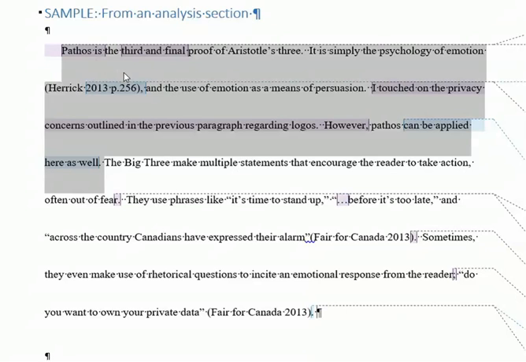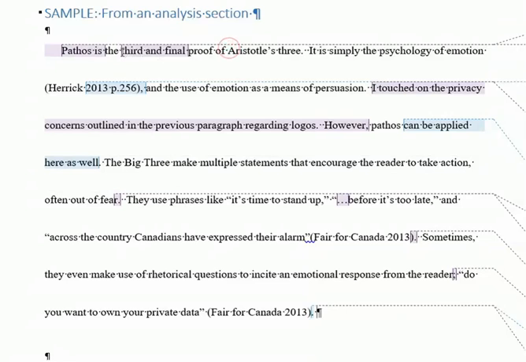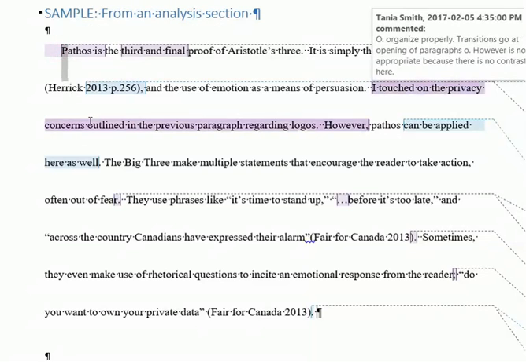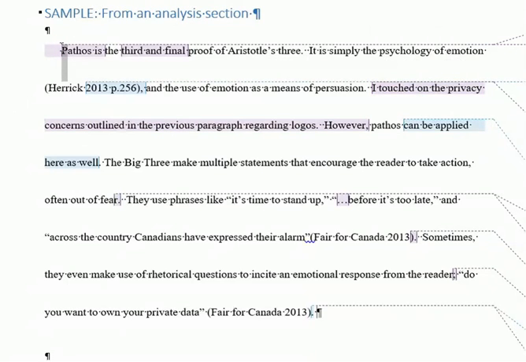Here, we don't really need to know that it's the third and final proof, because the way in which Aristotle organizes his appeals is not an issue. And so it should actually start with your claim about the artifact. Right now it makes it sound like it's beginning a paragraph that will end up being like a textbook talking about what pathos is. So it's misleading to your reader. Your first sentence should be your claim of what you're trying to prove is effective or not within their use of pathos in this artifact.